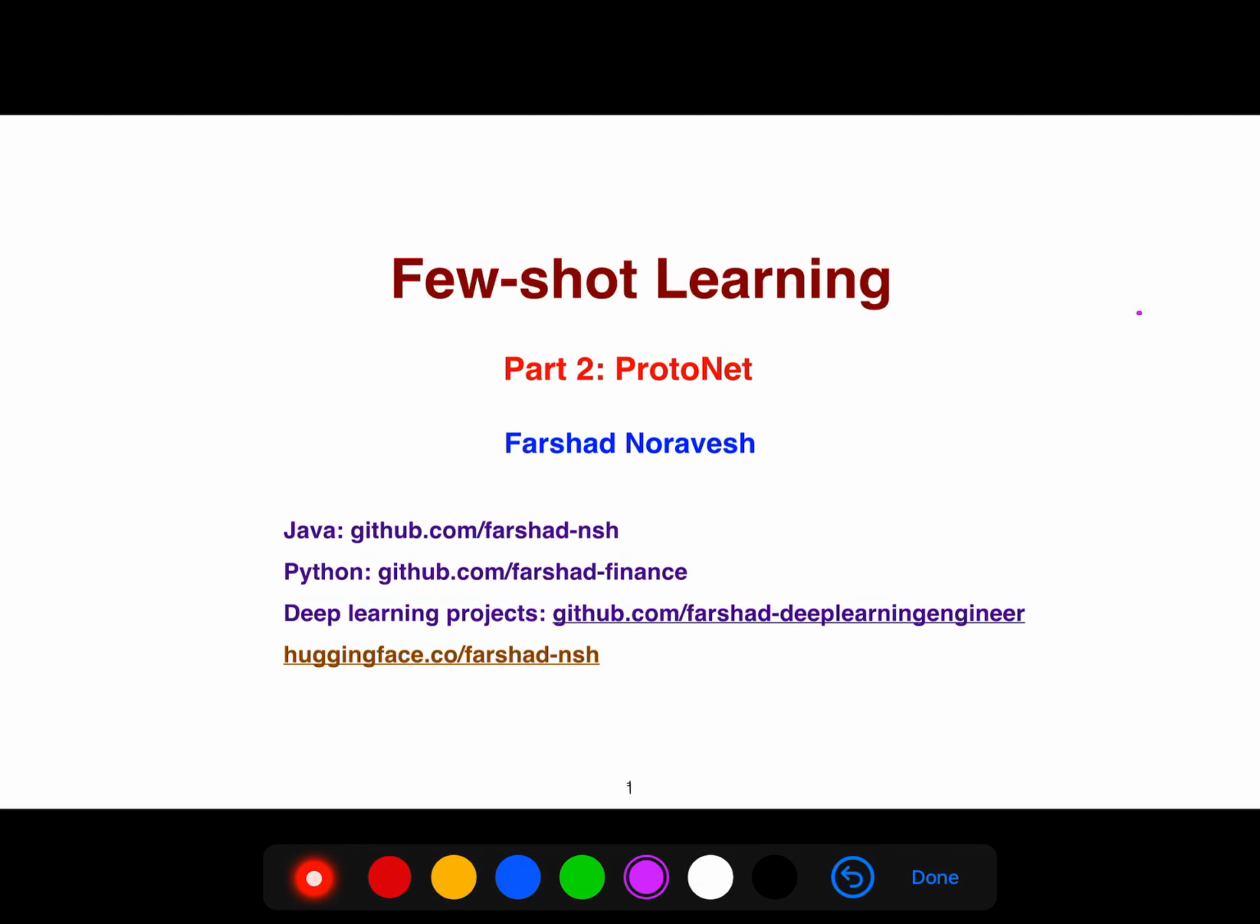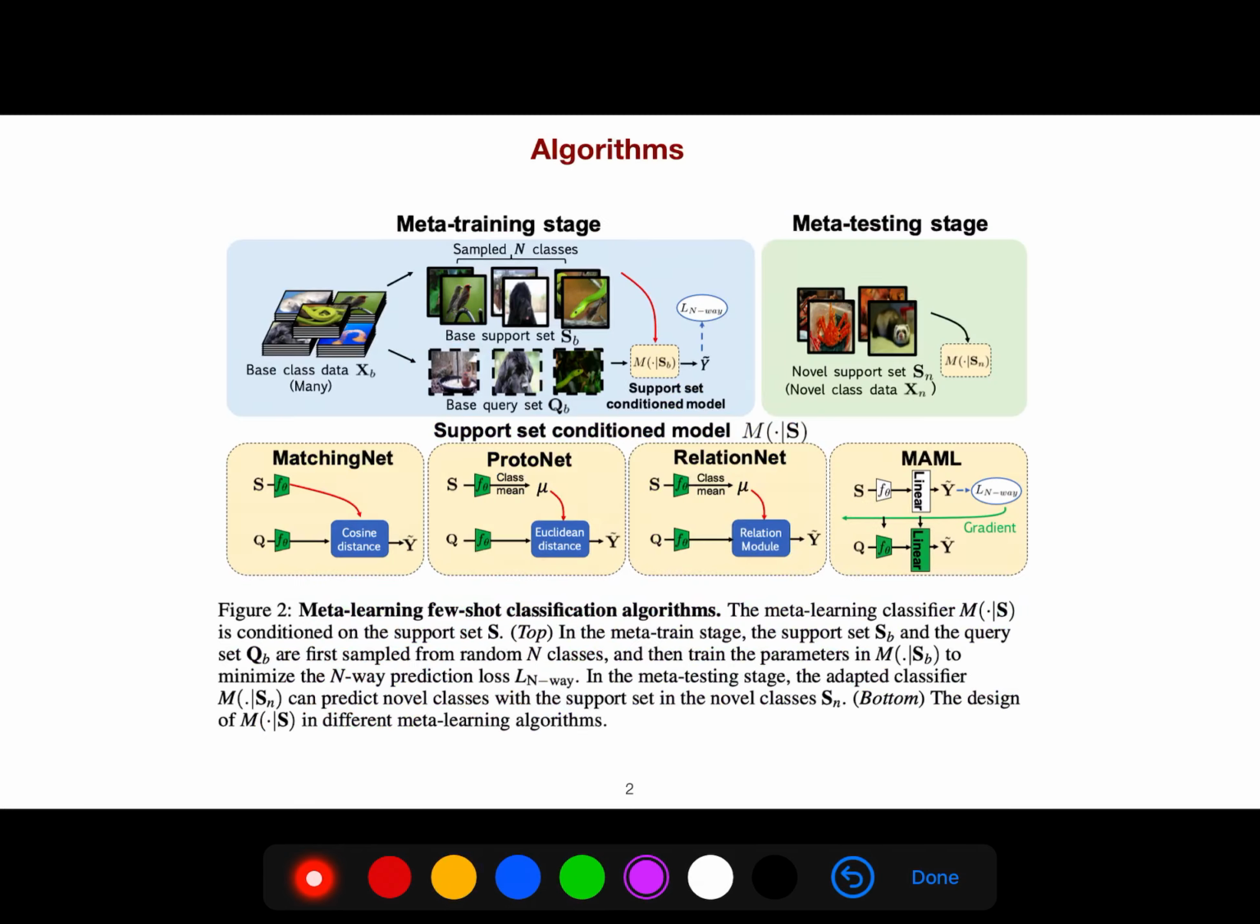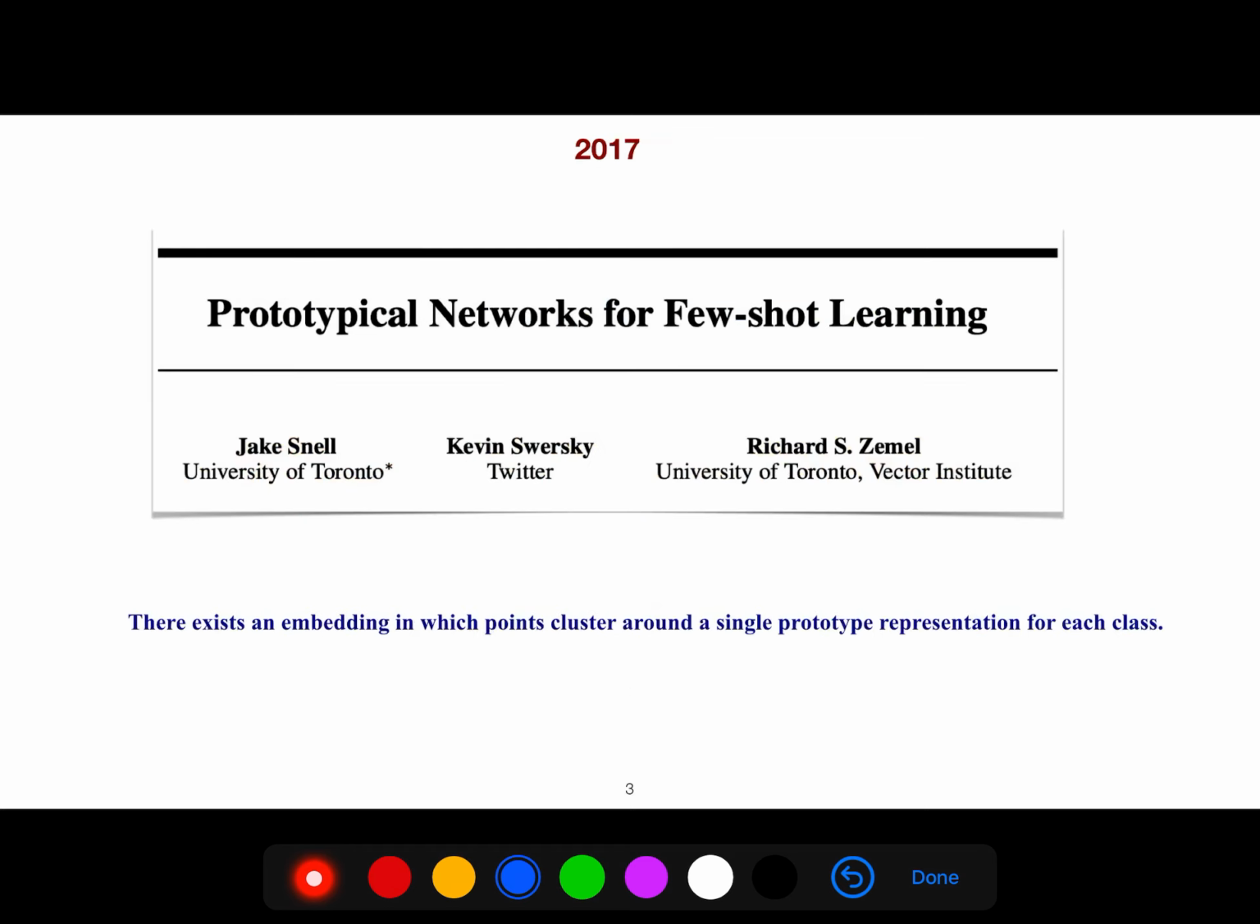ProtoNet is another important algorithm in few-shot learning, and you will see that this is the second important algorithm in few-shot learning. Last time I explained matching net, which was for one-shot learning, but ProtoNet is a little bit more general, and in terms of accuracy, it has better accuracy.